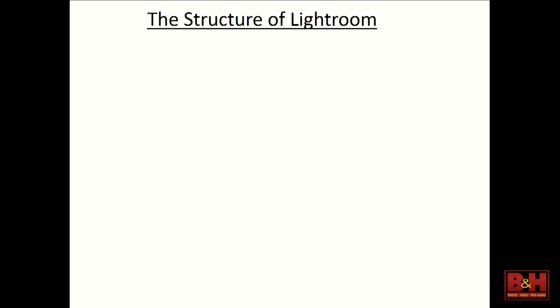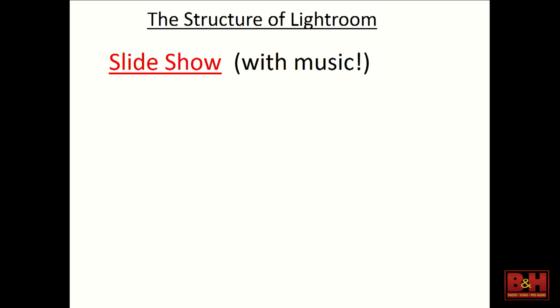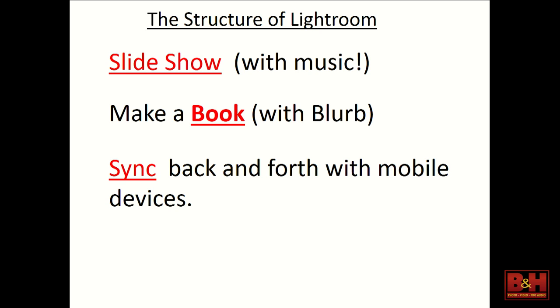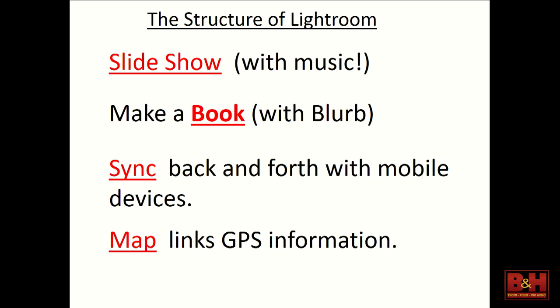There are other modules which we'll cover a little less intently. You can make slideshows. I'm going to show you one with a little music. You can make a book directly from Lightroom through a company called Blurb. And you can also sync back and forth with your mobile devices. And the last module is the map. If your camera or your link syncs with your phone, you can put GPS information so that you click on the picture, a map opens up, and it shows you where you were standing when you took the photograph. So that's an overview of the seven modules.